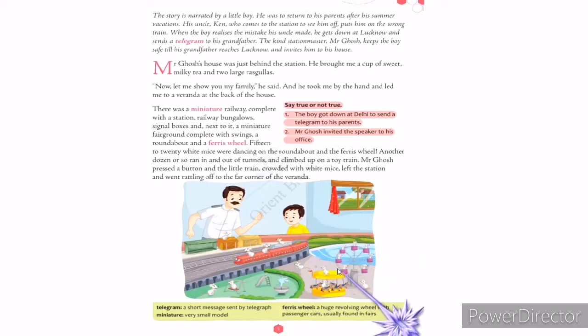Oh, so near the back of the house where he has taken him, there was a miniature railway. Miniature means a small model. He has made a small model, and what all is there? It is having a station, signal boxes, bungalows, and not only that, there is also a miniature fairground, with swings, a roundabout, and a Ferris wheel. See, this is the Ferris wheel. So a model of this complete station is being shown to the little boy.